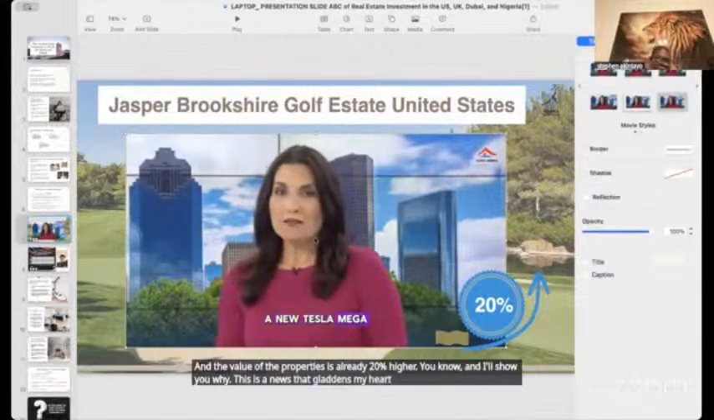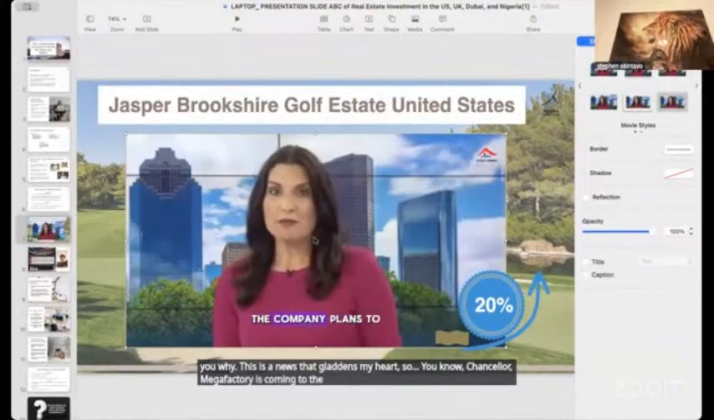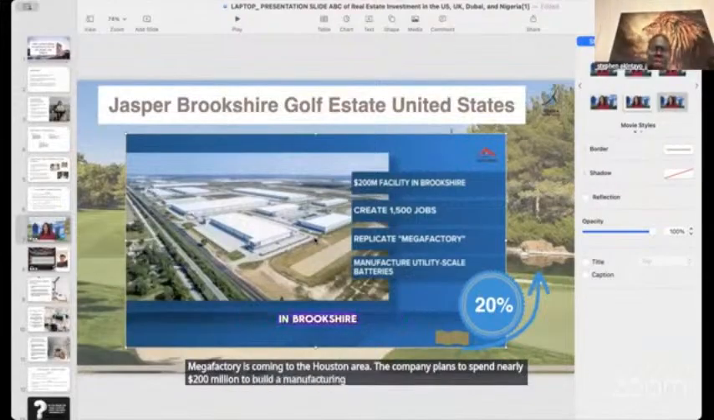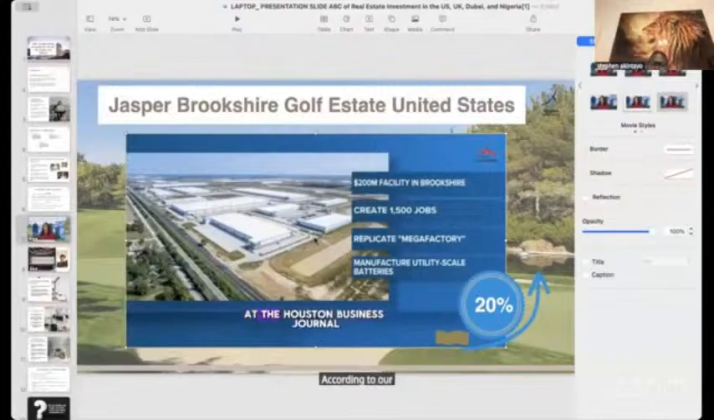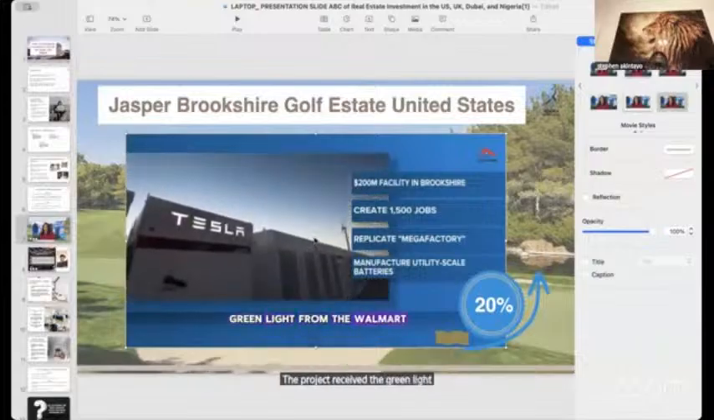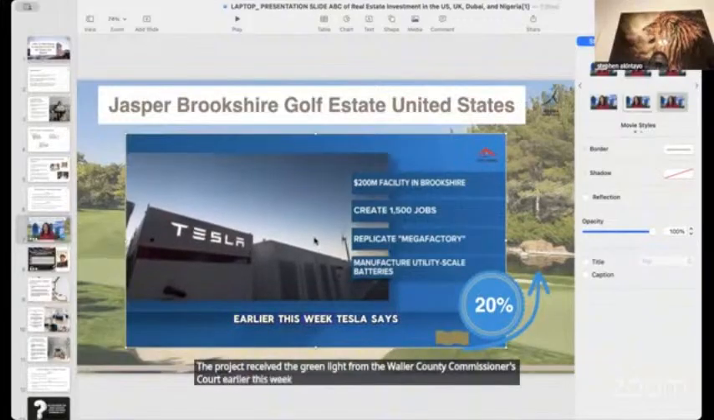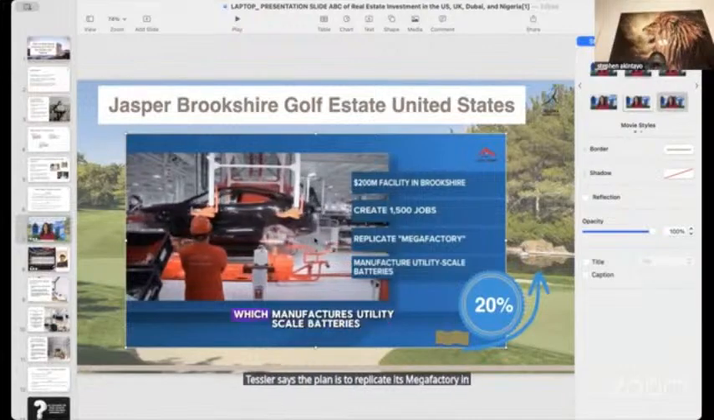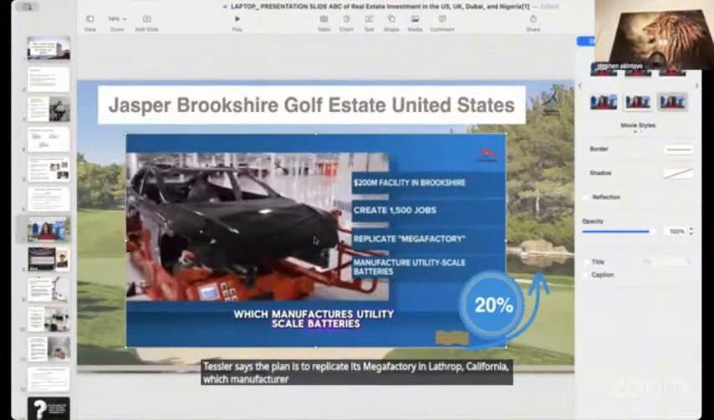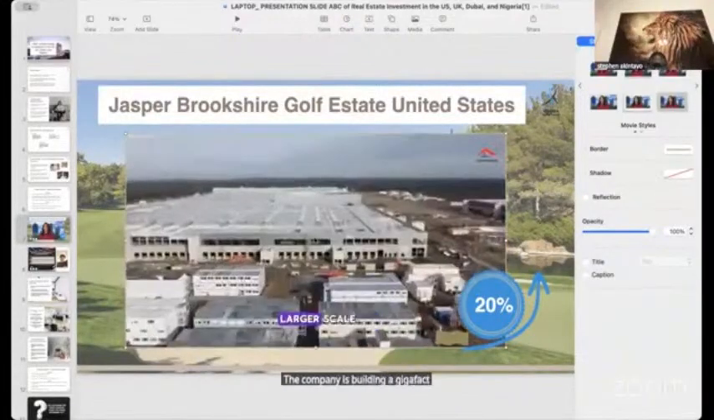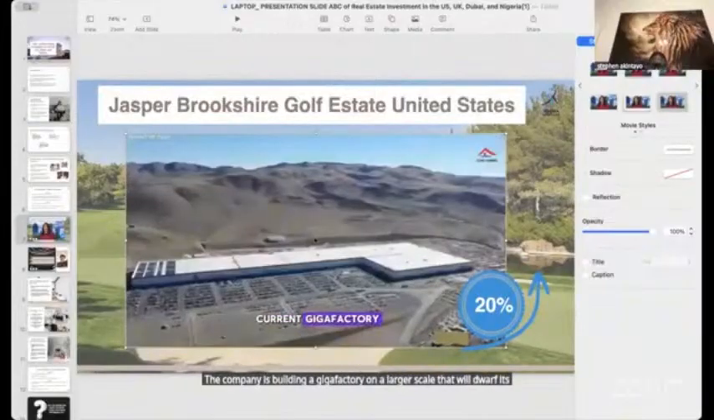New Tesla mega factory is coming to the Houston area. The company plans to spend nearly $200 million to build a manufacturing facility in Brookshire. According to our partners at the Houston Business Journal, the new factory should create around 1,500 jobs. The project received the green light from the Waller County Commissioner's Court earlier this week. Tesla says the plan is to replicate its mega factory in Lathrop, California, which manufactures utility-scale batteries it calls Megapacks. The company is building a gigafactory on a larger scale that will dwarf its current gigafactories by comparison.